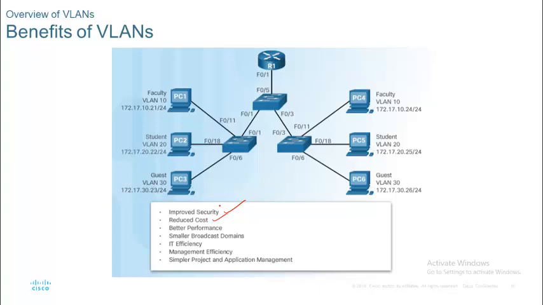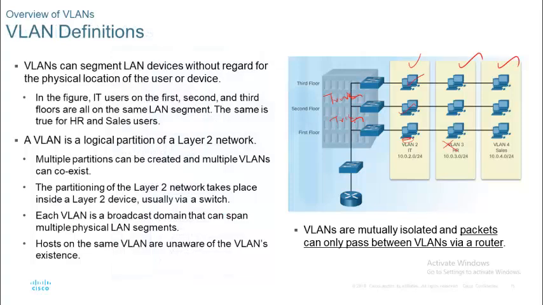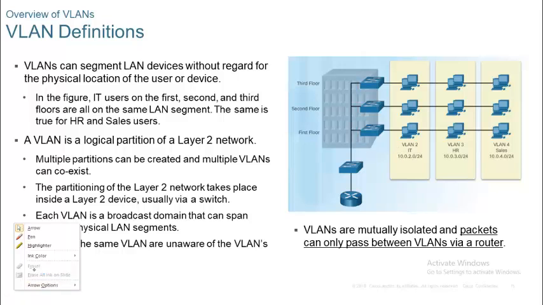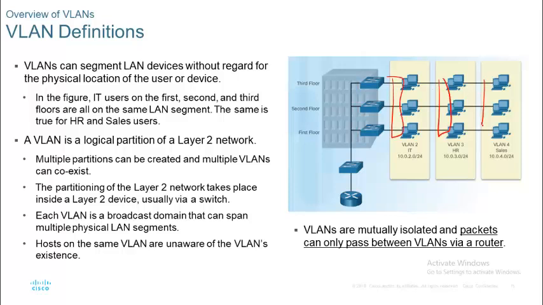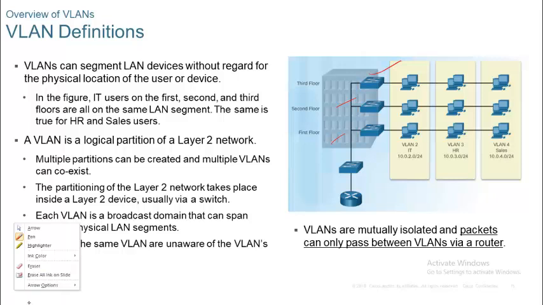If you don't have VLANs in this scenario, what would you have done? To isolate the traffic, you would have kept a separate switch for each group on each floor. So that would have become 9 switches totally. You don't need 9 switches here. You see, you got only 3 switches.